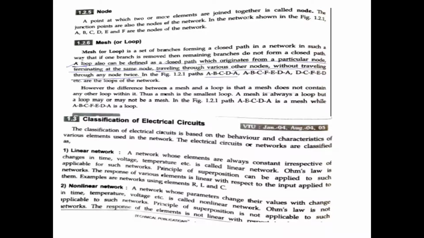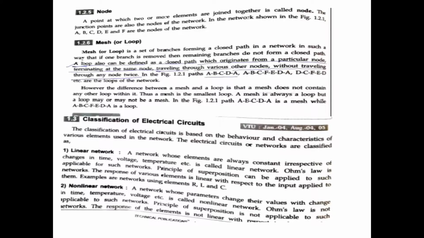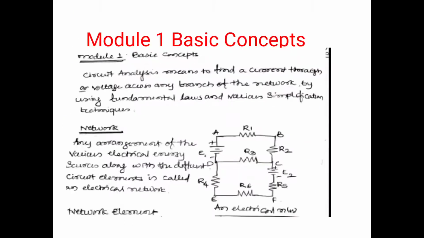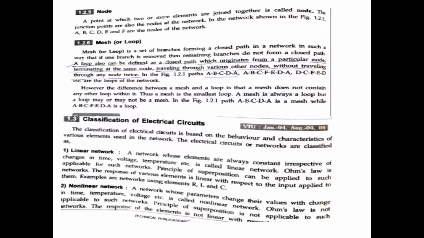Next, mesh or loop. A mesh or loop is a set of branches forming a closed path in a network, such that if one branch is removed the path is no longer closed. Here branches: AD is one branch, AB is another branch, AC is another branch. A complete closed path is called a loop or mesh.